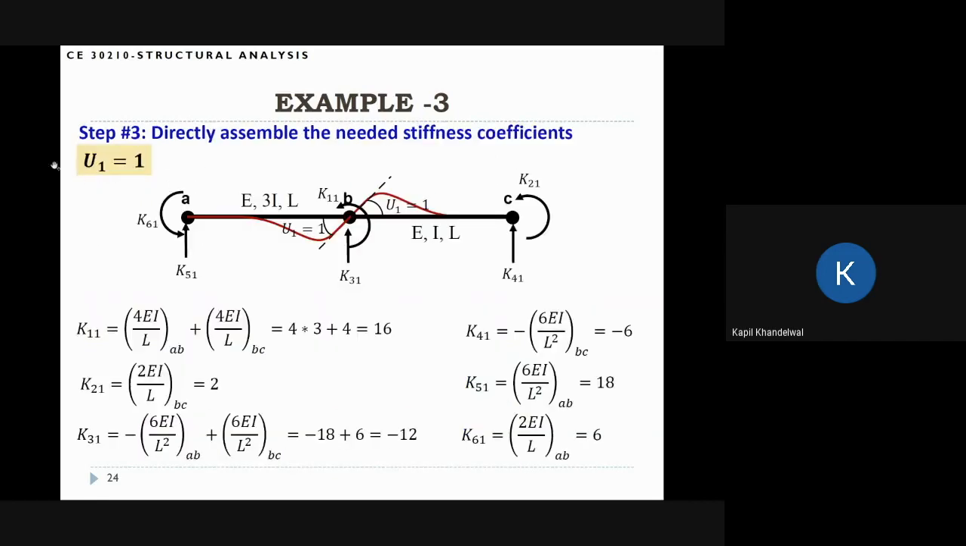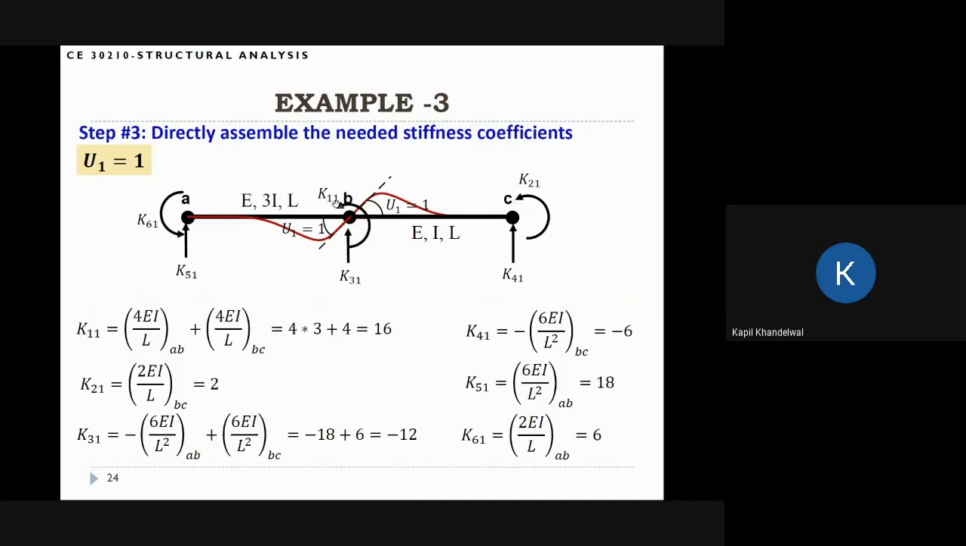So this is the case for U1 equal to 1. We take the first degree of freedom here and rotate it by 1 unit. And now we have to do something very interesting here. The first degree of freedom is actually the rotation at B. So when you rotate this degree of freedom, you have to rotate both sides of the beam, because the beam is connected. So you can see that we rotate both of these members: AB is rotated, BC is also rotated.